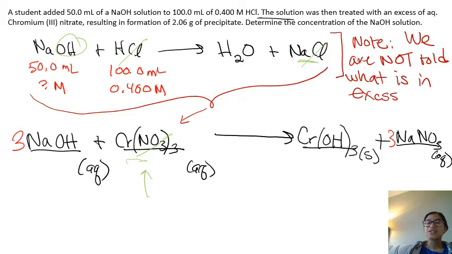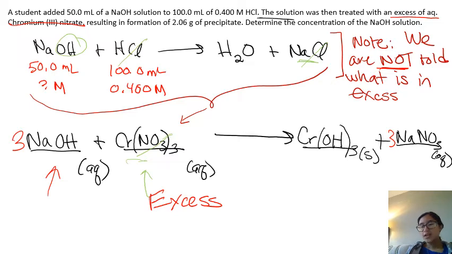And another important thing to note is in the problem, they do tell us that the chromium 3 nitrate is in excess. So for the first reaction, we were not told what is in excess, but for the second reaction, we are told that this is in excess. So what does that mean? If you have extra chromium nitrate, that means you're going to completely react out all of the sodium hydroxide.